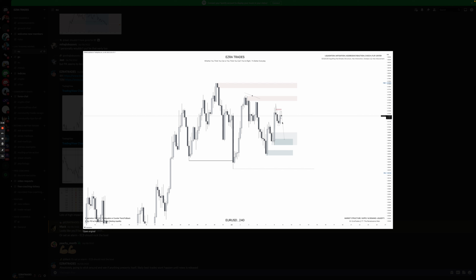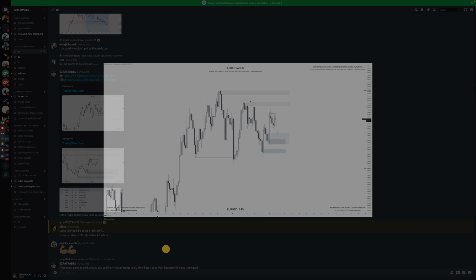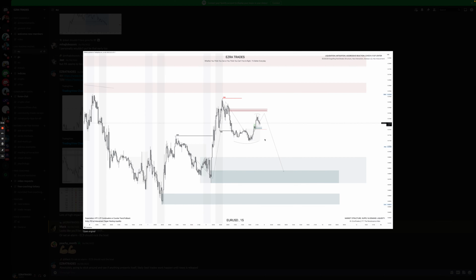My thought process was it looks like we're going to go short. You can see that I have this little dotted arrow line pushing price into this 4-hour zone, and I was looking for potentially a tap of this refined 15-minute zone. So that was my thought process.